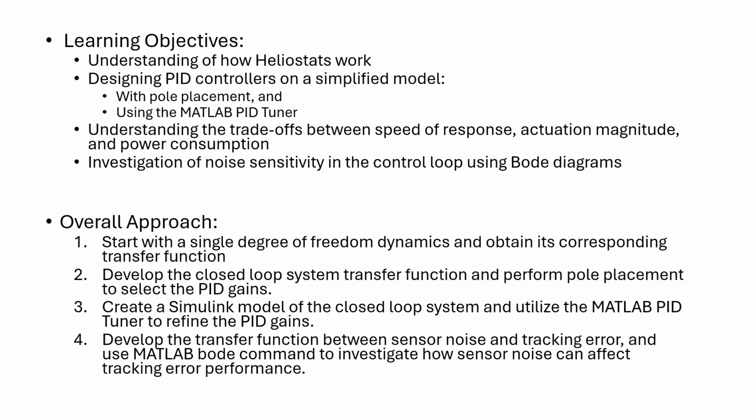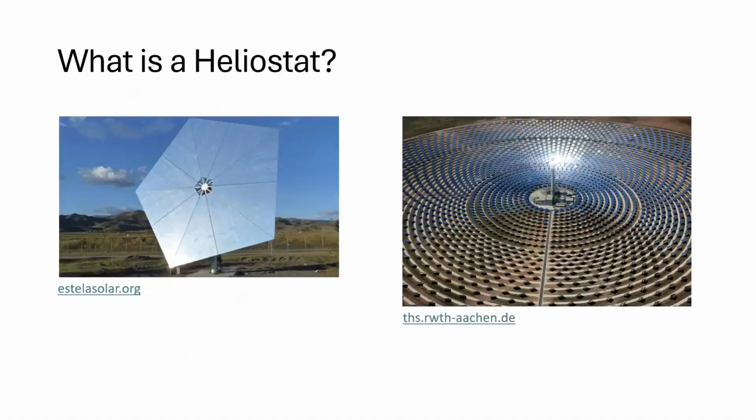We'll start with a single degree of freedom dynamical system and obtain a transfer function. And then the approach will be to develop the closed-loop system pole transfer function and perform a pole placement. That's what the students will be doing. And then the students will build a simulink model, and I'll show you an example of that in a moment. They will utilize the MATLAB PID tuner to refine the PID gains that were originally designed at step 2. And then at step 4, there's going to be some investigation of the noise and tracking error relationship using the Bode command in MATLAB.